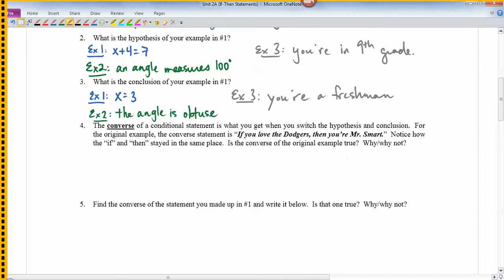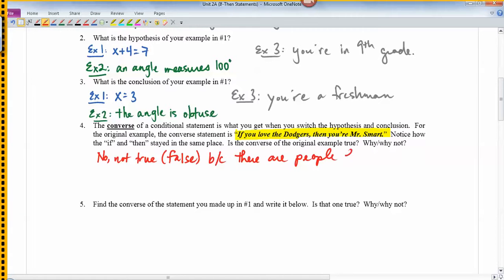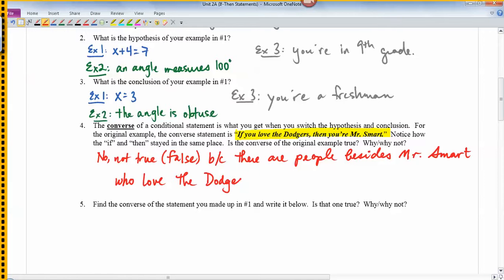So then is the converse true? Is this statement that I just said right here, is that true? Well, in this case, it's not. No, not true. By the way, if it's not true, you'd say it's false. It's got to be true all the time to be true. Otherwise, you just say it's false. So it's not true because there are people besides Mr. Smart who love the Dodgers. And if you don't believe me, well, my relatives love the Dodgers, so there. And they're not all Mr. Smart.